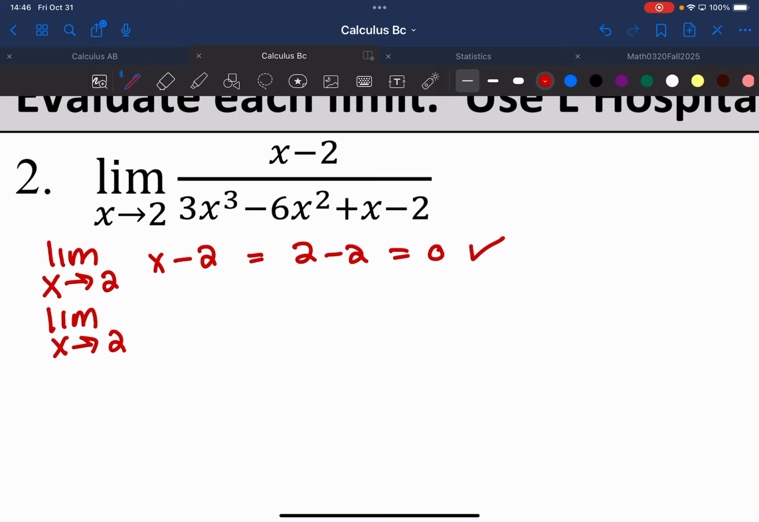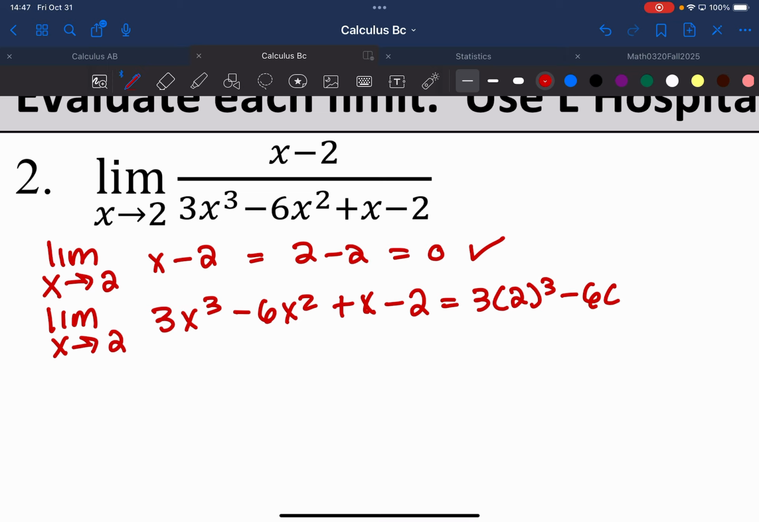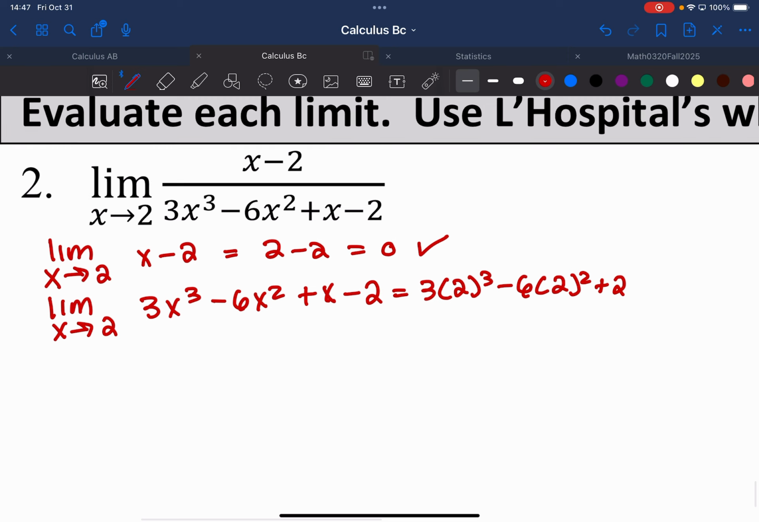So the limit as x approaches 2 of 3x cubed minus 6x squared plus x minus 2. And then I plug in 2 for all the x values. And then just trust me, this equals 0. Or you could plug it all into Desmos if you wanted. Okay.